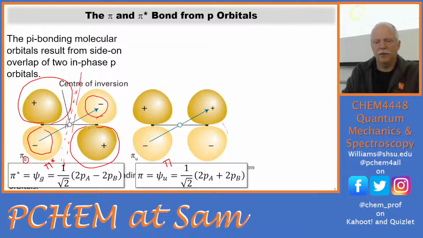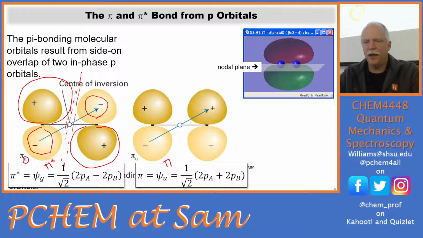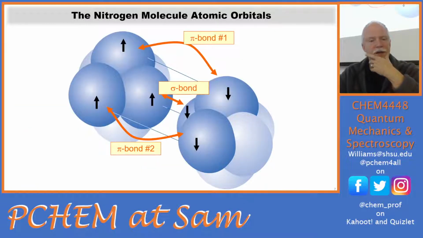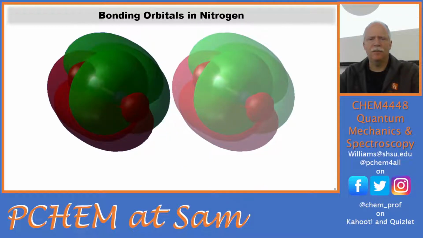And so here again, I would use the plus 2pa and plus 2pb to show the bonding one, and the minus to show the antibonding. And here again, that nodal plane, there's the pi bond on nitrogen. So we could put all this together in nitrogen. We could show all the sigma bonds and all the pi bonds, and that's what I have here. So we've got sigma bonds, we've got pi bond number 1 in the XZ plane, and pi bond number 2 in the YZ plane. Here's a kind of a transparent picture of all the bonding orbitals in nitrogen.